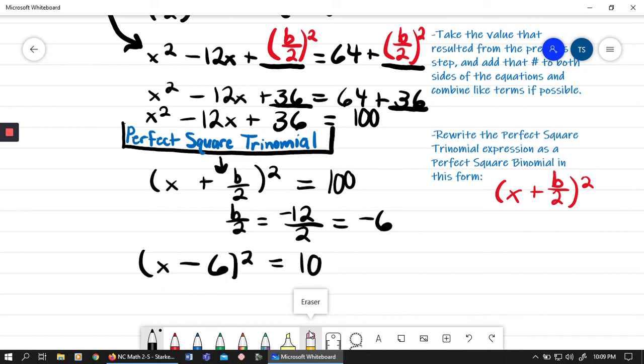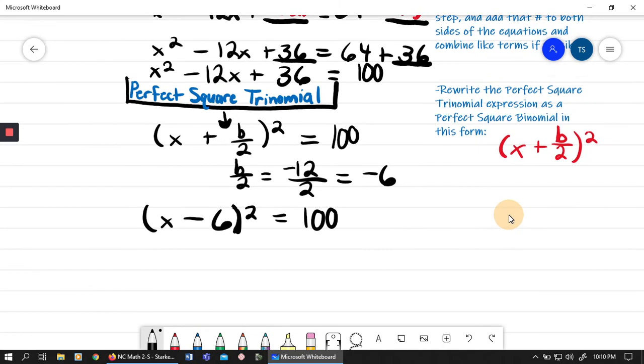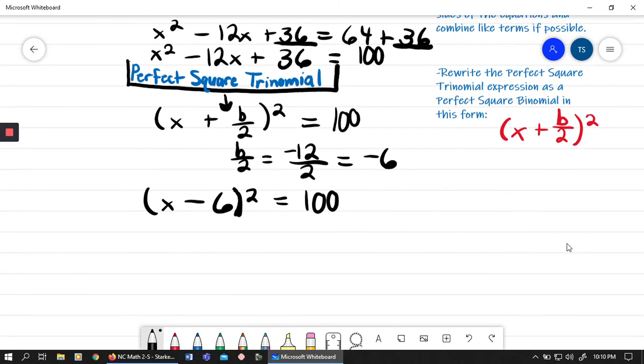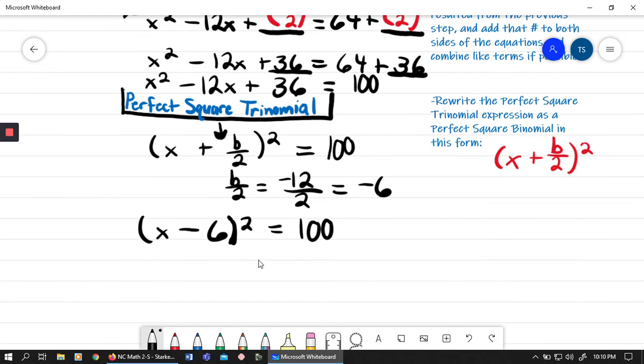equals 100. So at this point we have finished completing the square, because completing the square means writing it in a form where it's written as a perfect square binomial, and we got that. We got it written as a perfect square binomial. So now we need to go ahead and finish solving this bad boy. No, we're not done solving. Yes, we've completed the square, but we still need to solve for x.